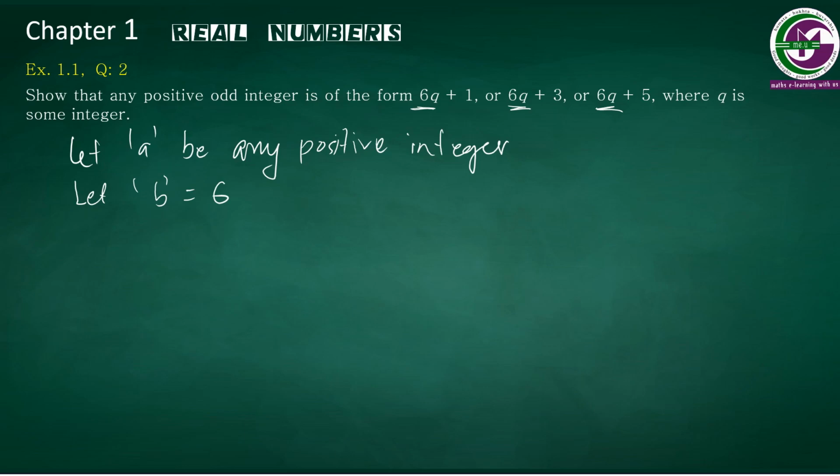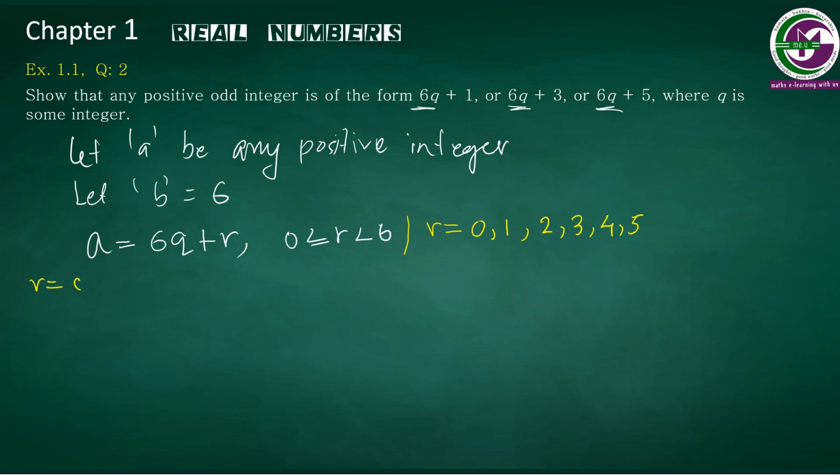So using Euclid's division lemma, any positive integer a can be written as bq plus r, that is 6q plus r, where 0 less than or equal to r less than 6. So what are the values of r? r is equal to 0, 1, 2, 3, 4, 5. It cannot be 6 because r is less than 6. So we have these many options. We'll substitute one by one, starting with r is equal to 0.